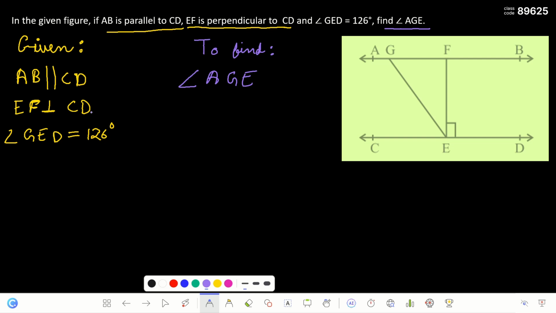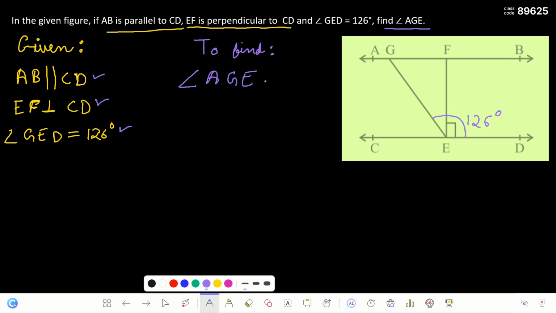EF is perpendicular to CD. That has already been labeled through this right angle right here. Lastly, angle GED equals 126. Where is GED? That means this angle is 126. Perfect. We've put that on. You don't have to tick them. I'm just doing it for your reference.